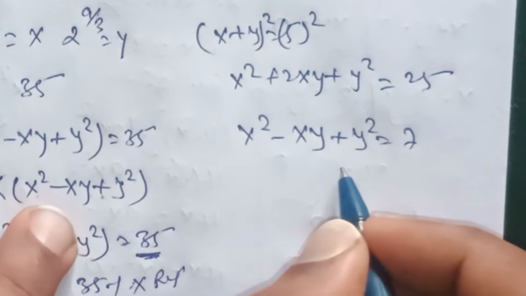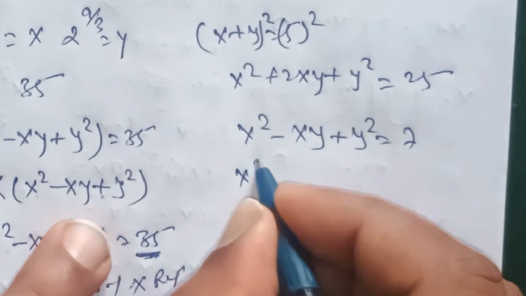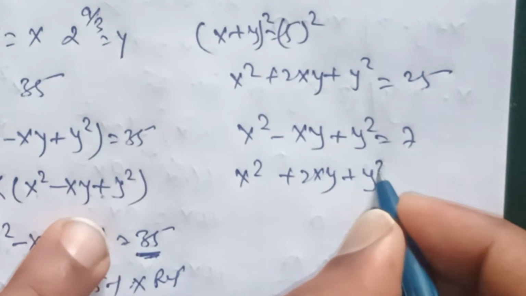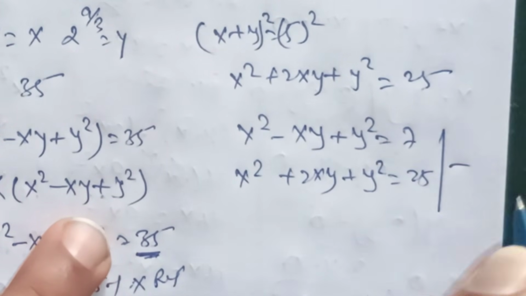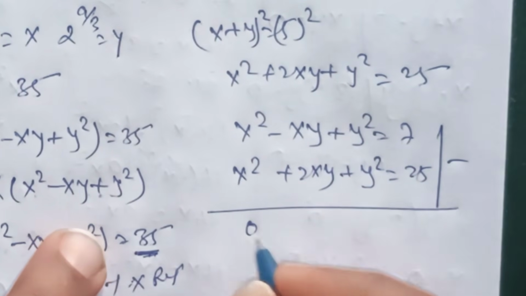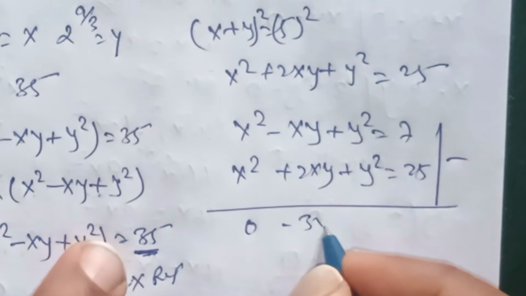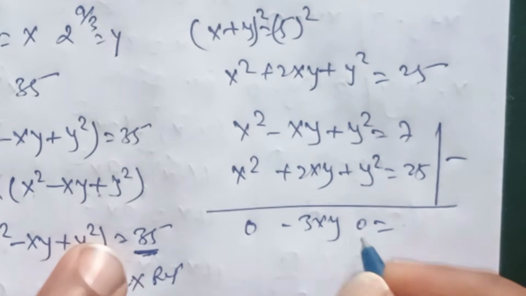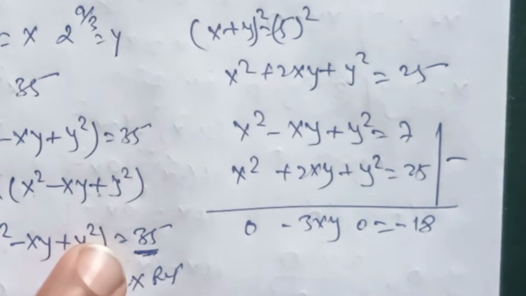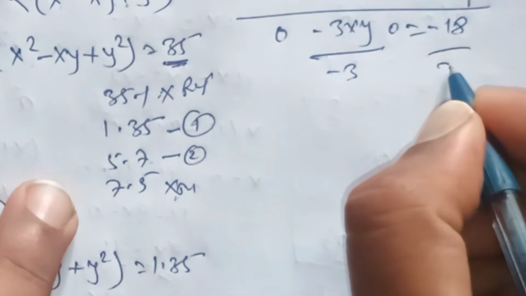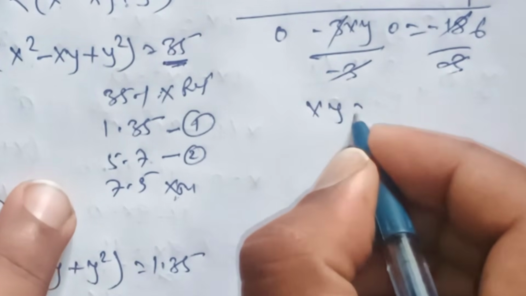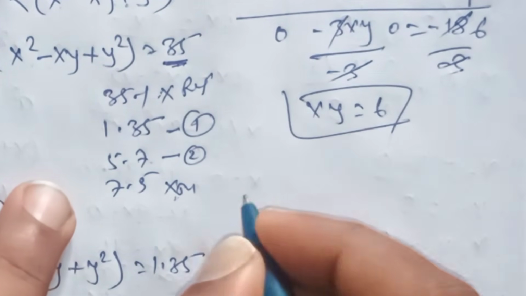Here, this will be subtracted. x² + 2xy + y² = 25. Subtract it. Here, 0. This will be −3xy. This also will be 0. Here, −18. Both sides divided by −3. Here 6 cancels. xy = 6.